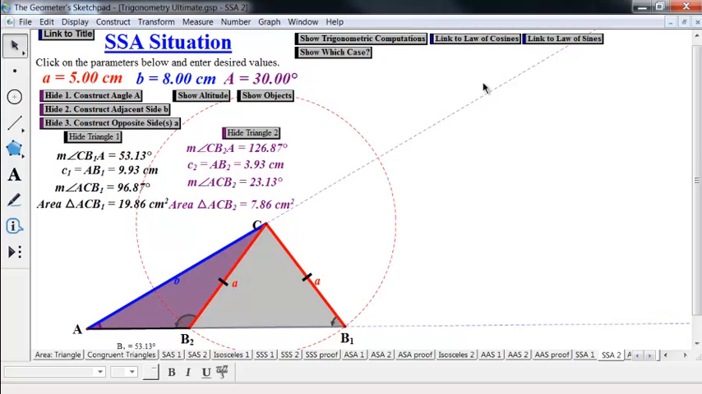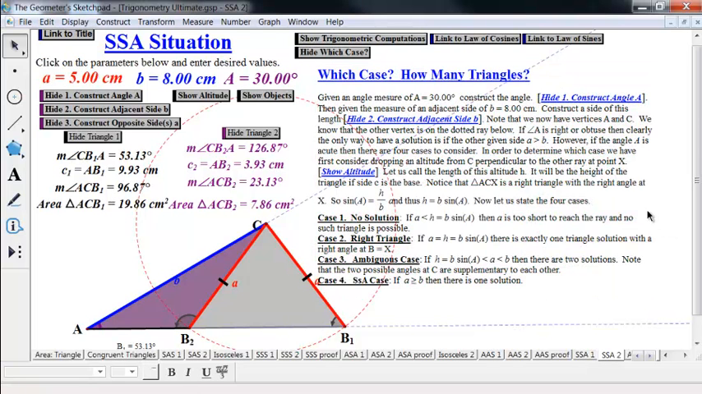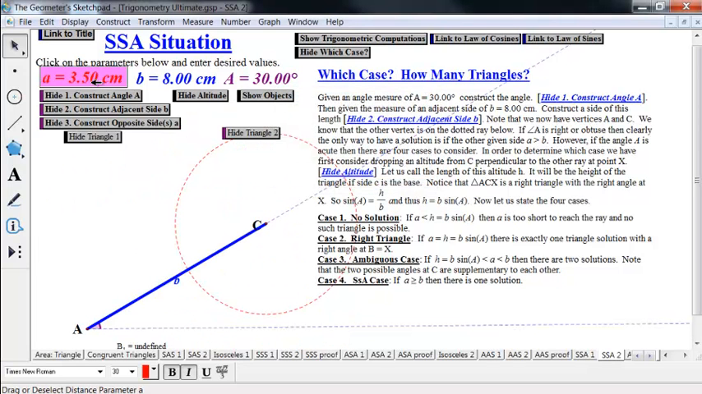Okay? Now, which case is which? Let's look at this a little bit. So, let's look at an altitude here, a perpendicular. Now, when are we going to get a no solution case? Well, the no solution case, remember, is when this is too short. So like 3.5, it was too short. Okay? And that's when it was less than that altitude.